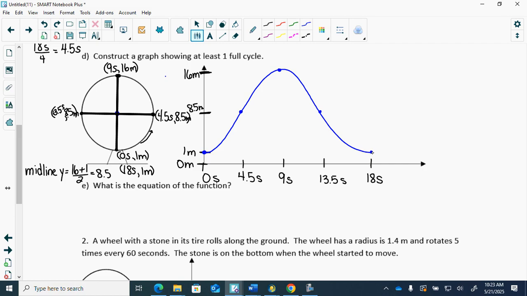Yeah? Hey. We're going to go back up to A once you're done drawing that.